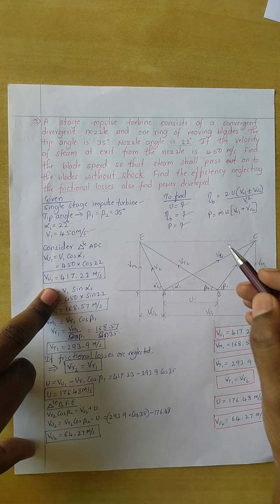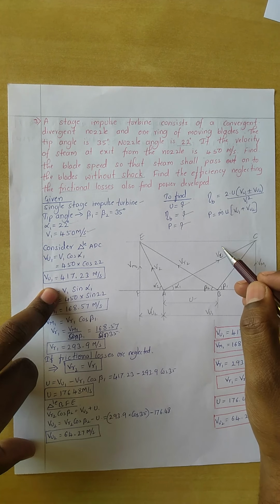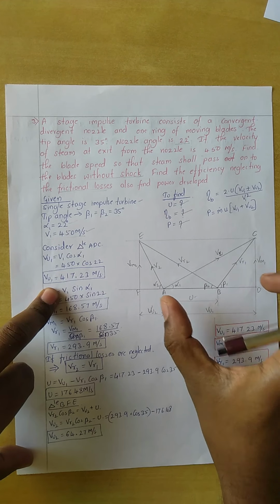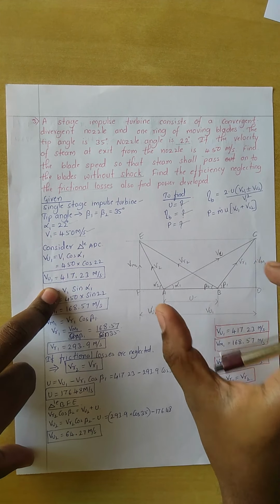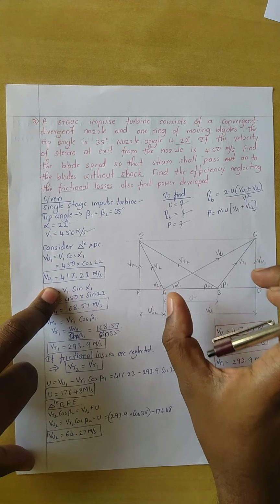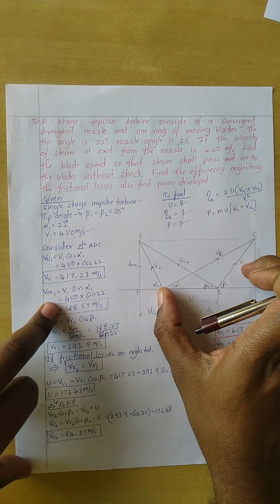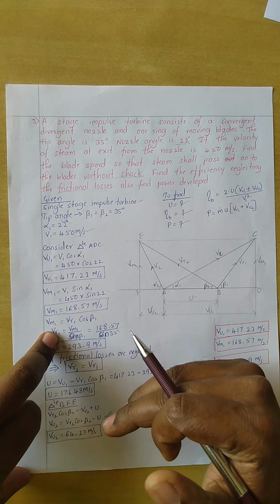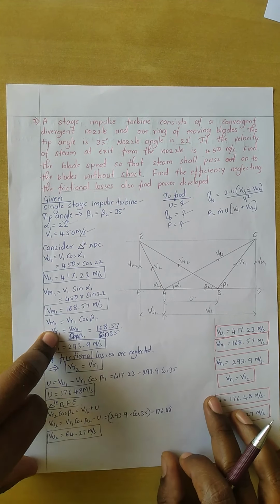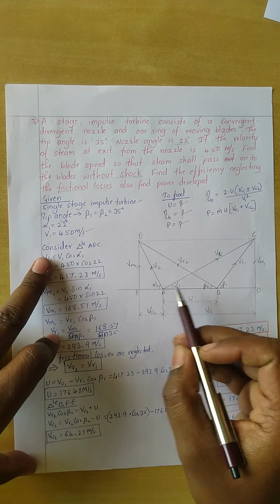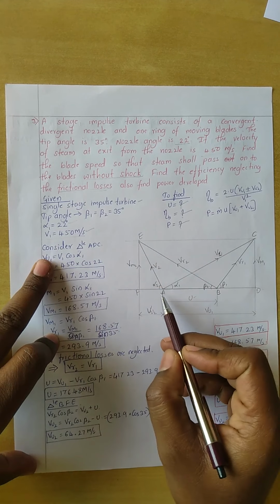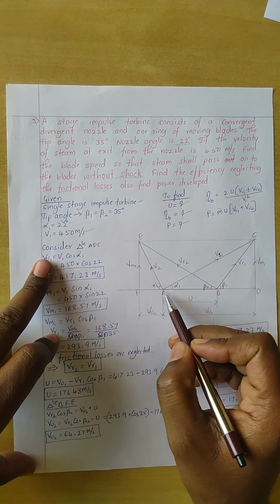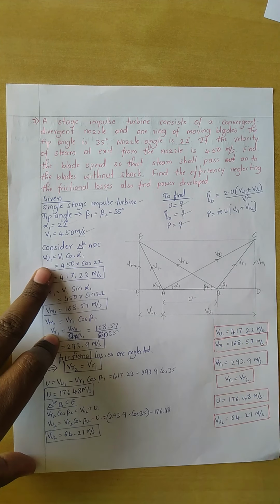Next, the third step is we need to draw the rough velocity triangle. Just draw a freehand rough velocity triangle. It is a must, because if you draw the rough velocity triangle, it will be easy for you to refer and follow the steps and find the answers. Let us consider the triangle ADC.